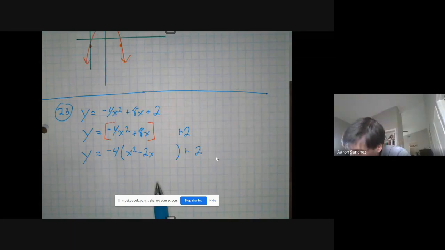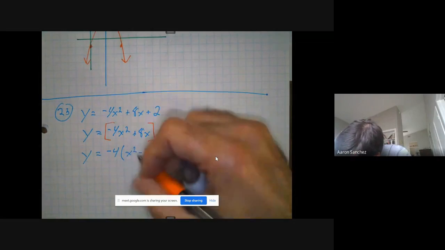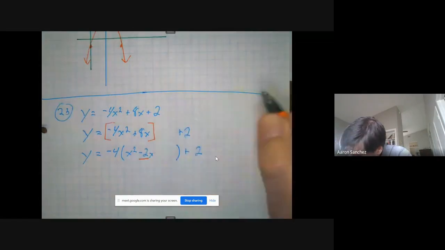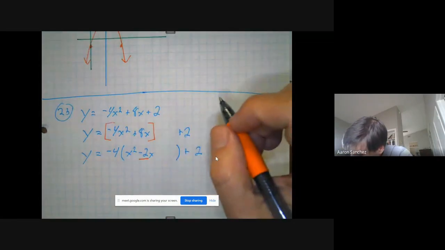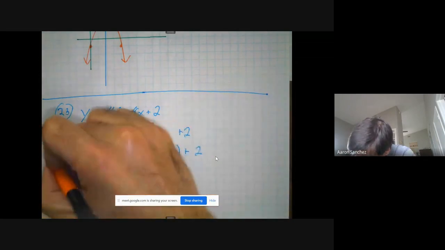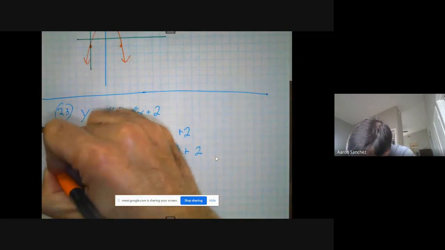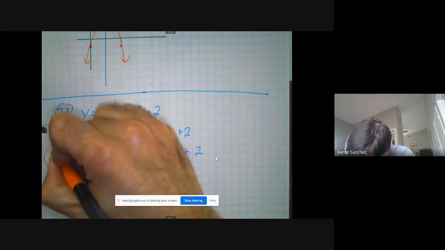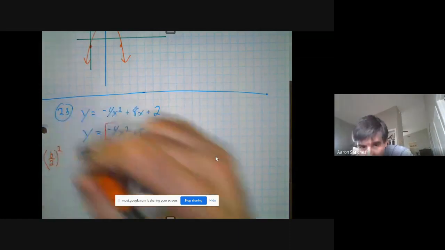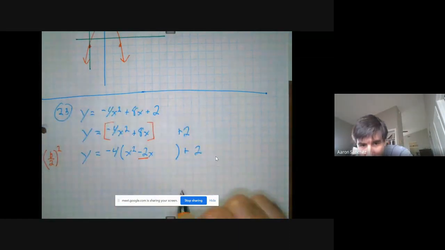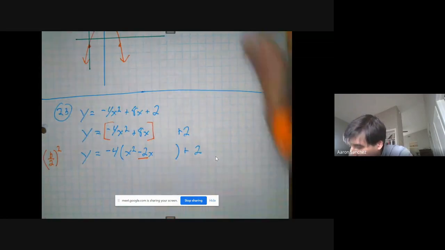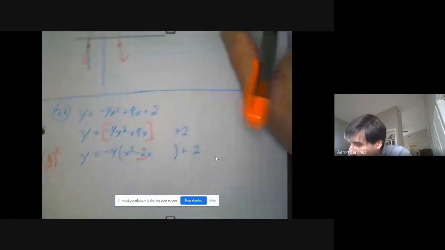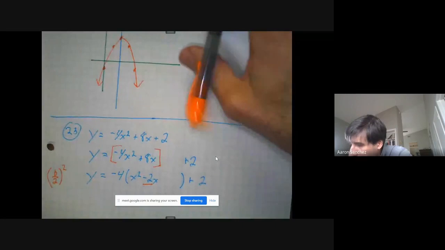Now, we want to make this a perfect square, so I need to add a number here to make it a perfect square. I take this number b, this number here, and I divide it by 2. I'm going to write it here. Then I square the whole thing and add that to it. This will make it a perfect square. Now, I'm going to do this kind of quick. If you need more help on it, you can see me after class.